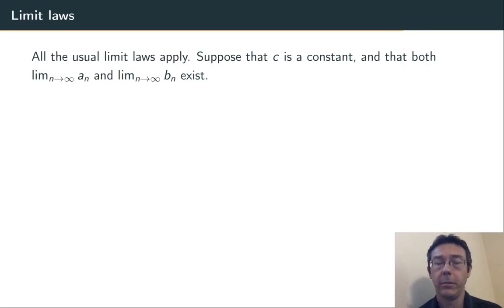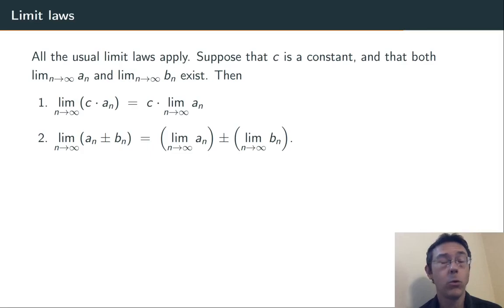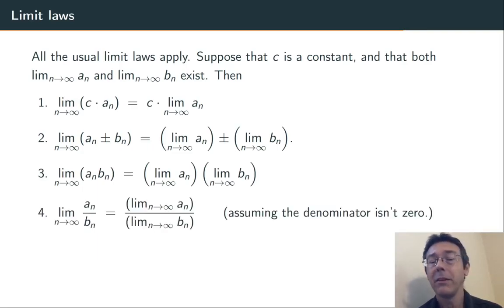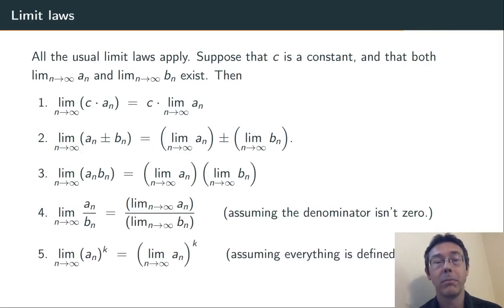All the usual limit laws apply. So let's have c be a constant, and then let's assume that a_n and b_n are both convergent sequences. If we have a constant times a_n, that sequence also converges, and in fact we can just factor out the constant. If we have a limit of a sum or difference of convergent sequences, we get the sum or difference of the limits. Same thing with products. Same thing with quotients, assuming the denominator isn't 0. And same thing with powers and roots, assuming that everything is defined. So for example, you don't want to be taking square roots of negative numbers.